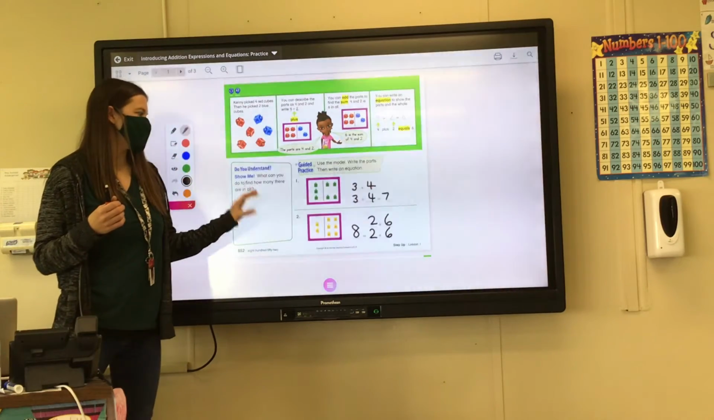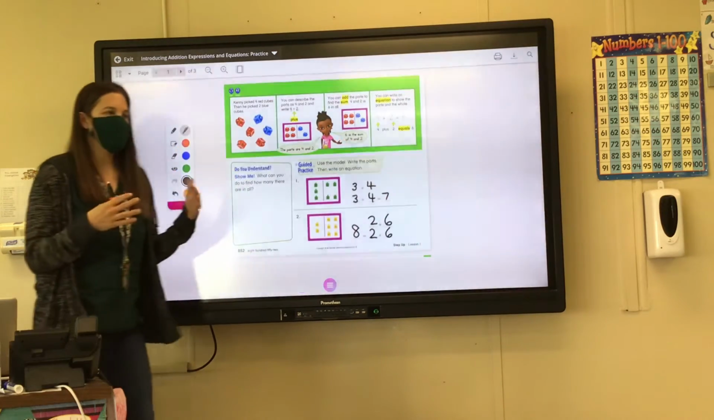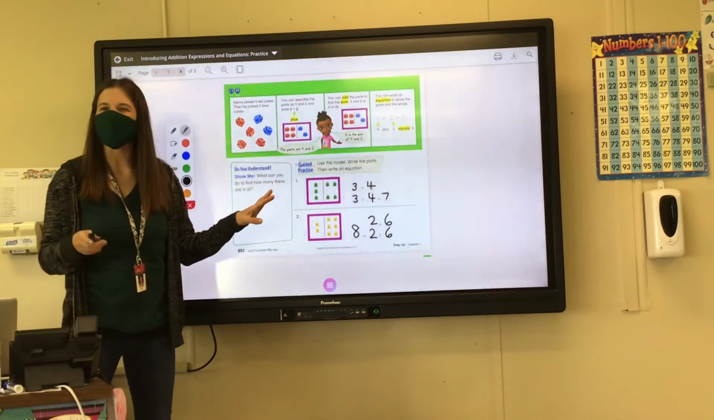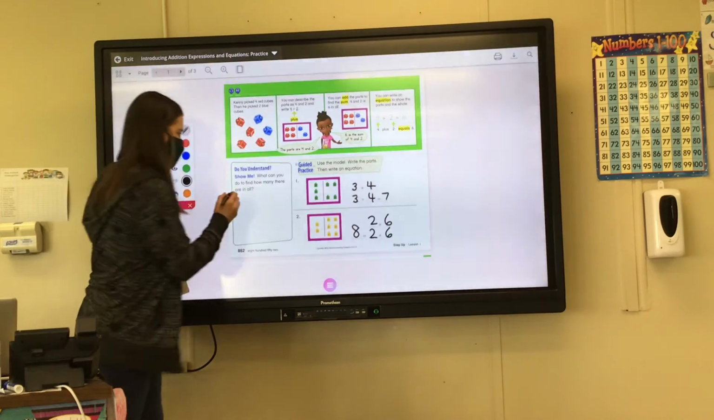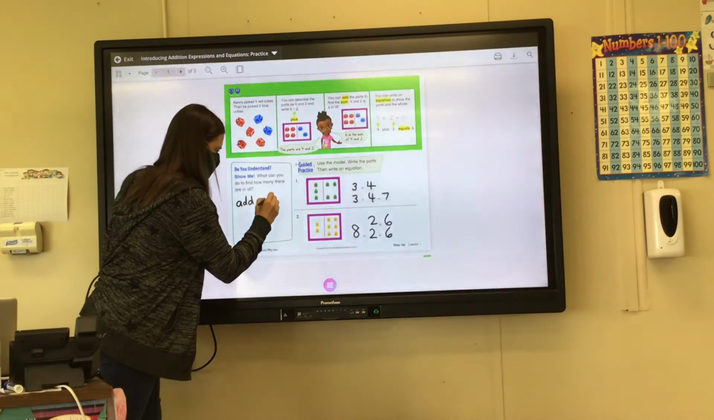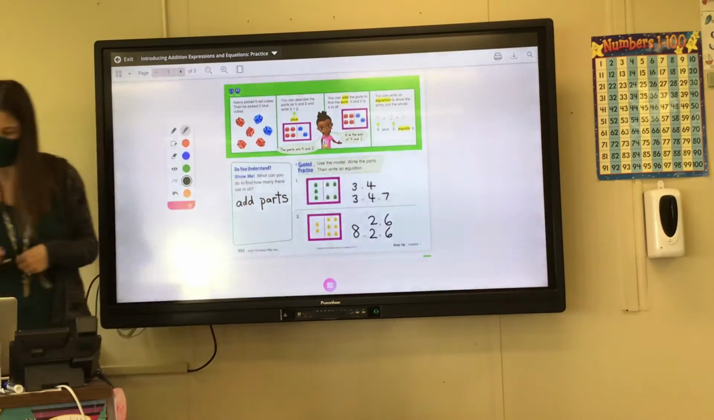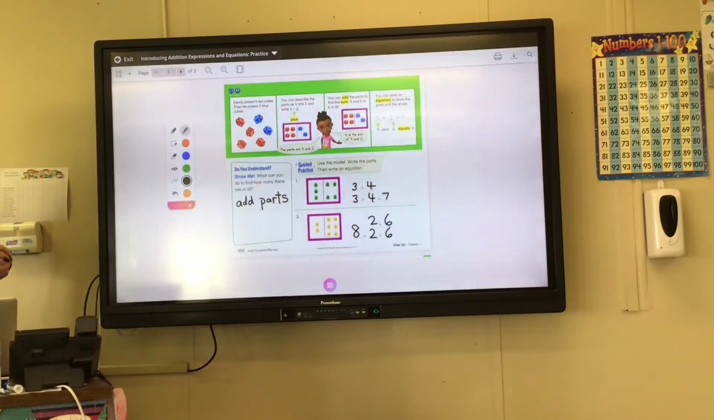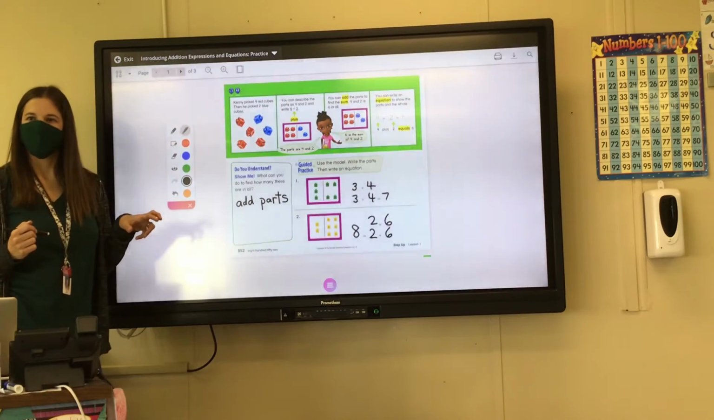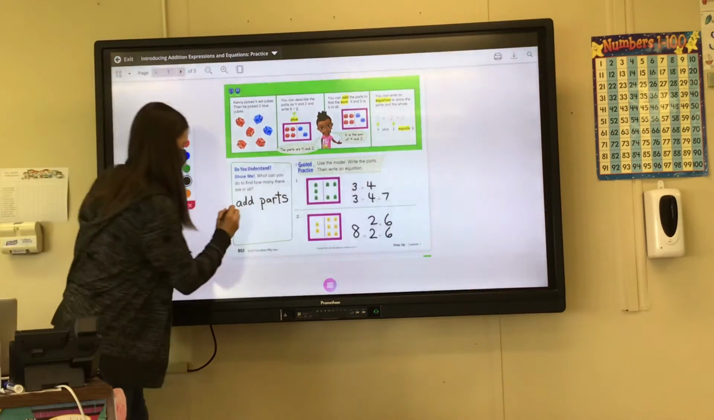Over here, what can you do to find how many there are in all? So she said you could take the big number and add to it. That's called the parts, right? So when we want to find out how many there are in all, we have to add the parts together, right? You have to add the parts there. And what are we finding when we add the parts together? We're finding the what? Aiden? Sum. The sum. Okay, you add the parts to find the sum.